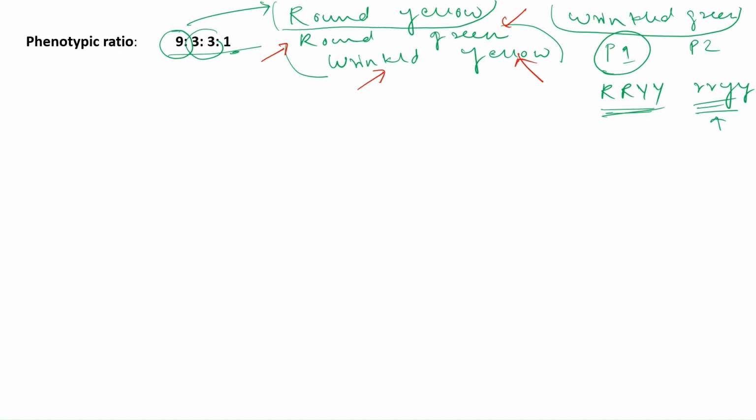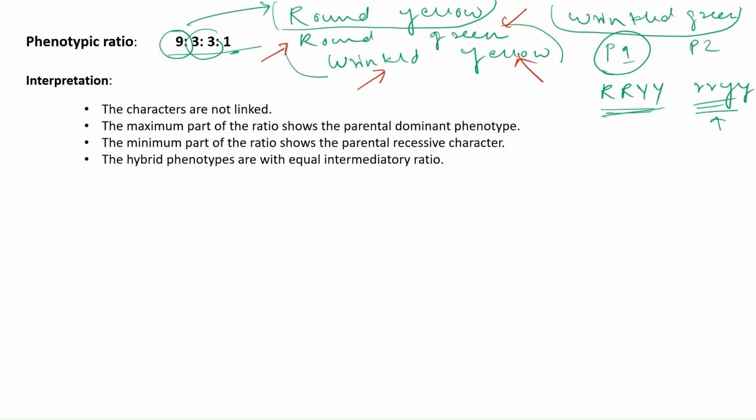But the middle two, 3 and 3, we got the hybrid of dominant and recessive. One character is dominant and the other character is recessive. Correct? So what is the interpretation? That means the characters are not linked. In the parent, what did we have? Capital R, capital R, capital Y, capital Y.